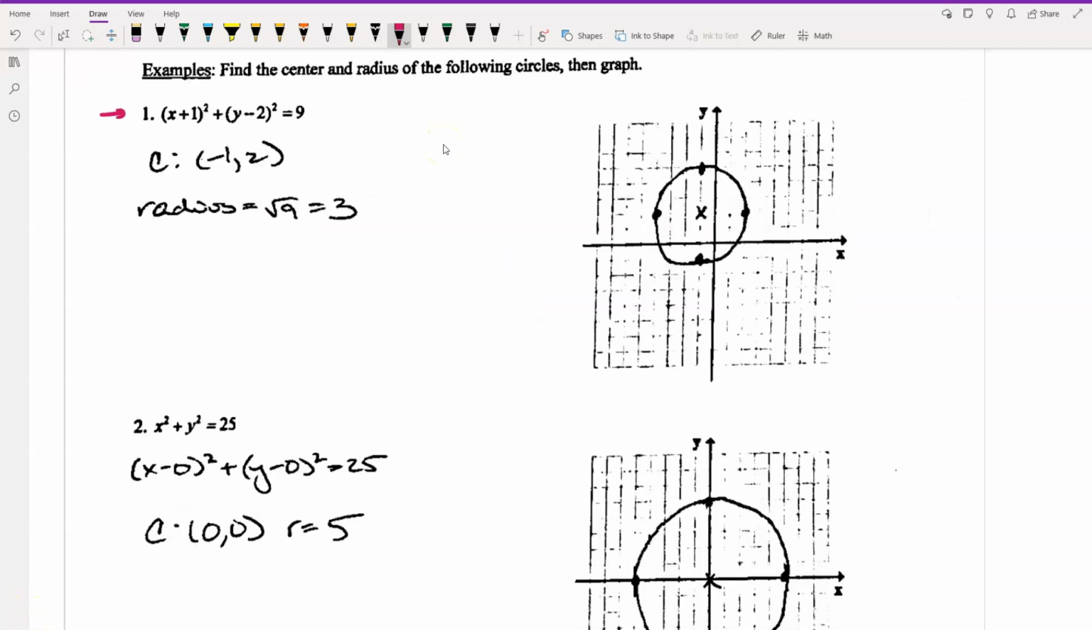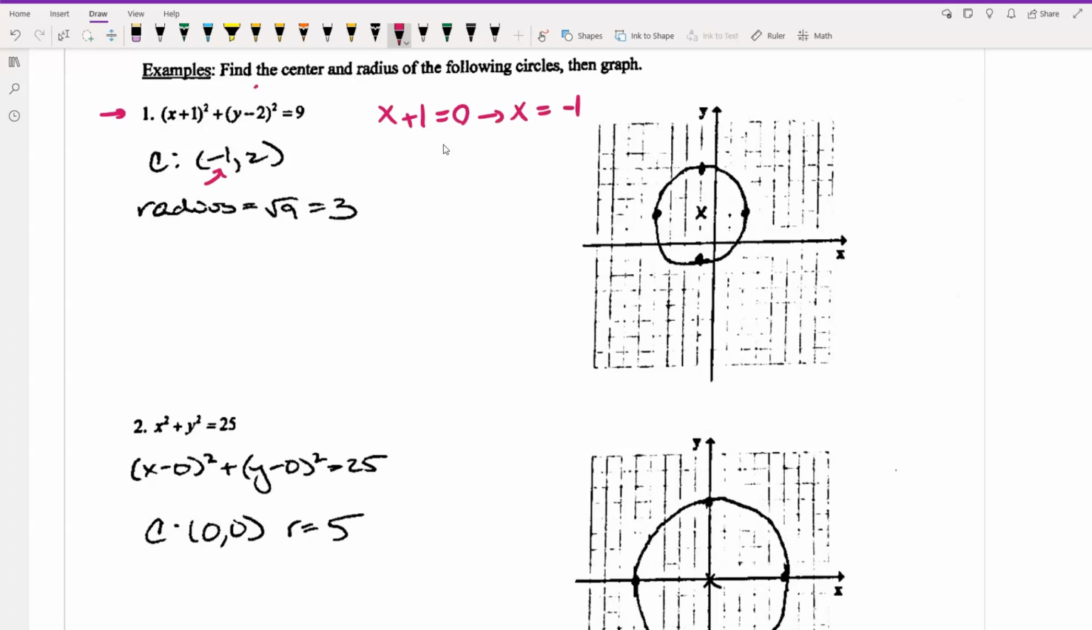So based on what is given here, it's asking to find the center and radius of the following circles and then graph. So we have (x + 1)² + (y − 2)² = 9. How we can find the center is x + 1 = 0. So based on that, x is −1. So this is what they have here.